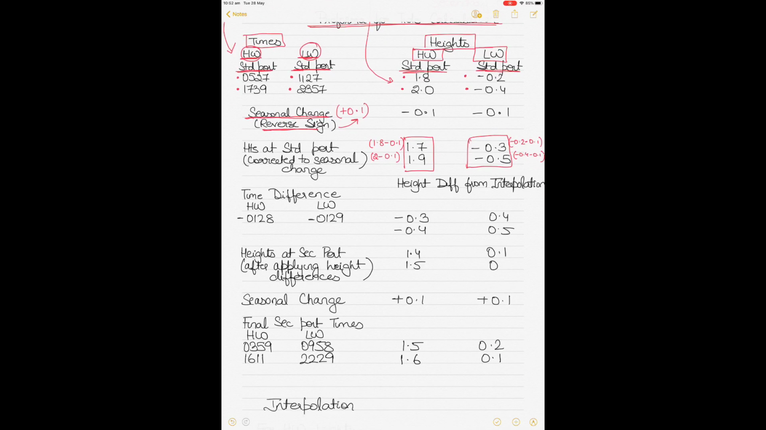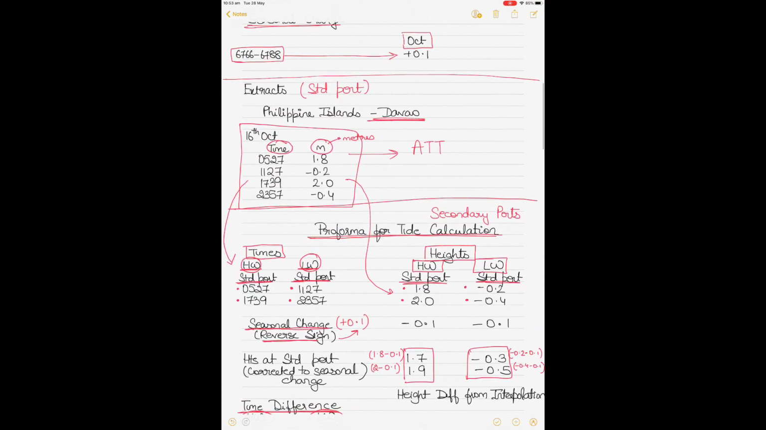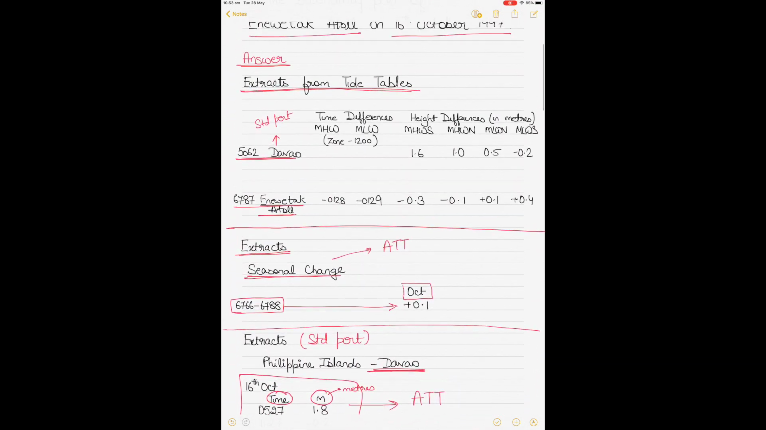Then comes the time difference. So how do I get the time difference from? Again, this time difference is for both high water and low water. If I go back into the extract section, the first section here, this is also from the tide tables. The time differences are given here for mean high water and mean low water. This is for the standard port with reference to the secondary port.